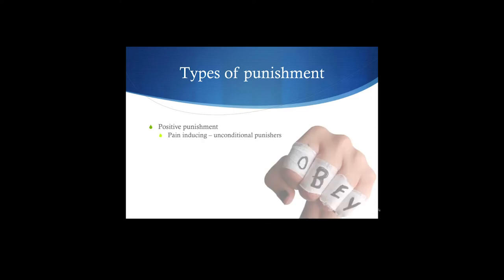Types of punishers. All right, two different types, just like what we have with reinforcement. We've got positive punishment, okay? So pain-inducing. Positive punishment, what we're talking about here is adding a stimulus following a behavior to reduce that behavior.